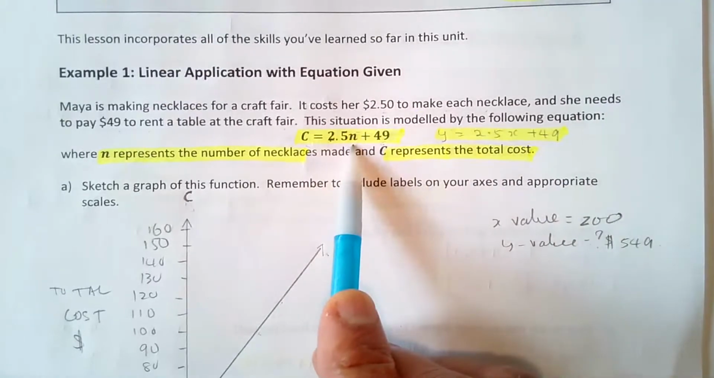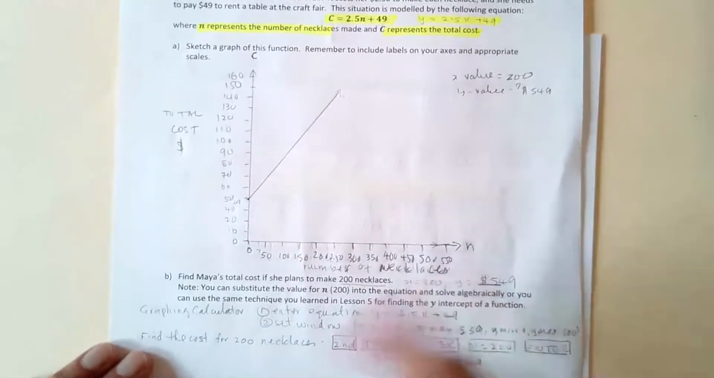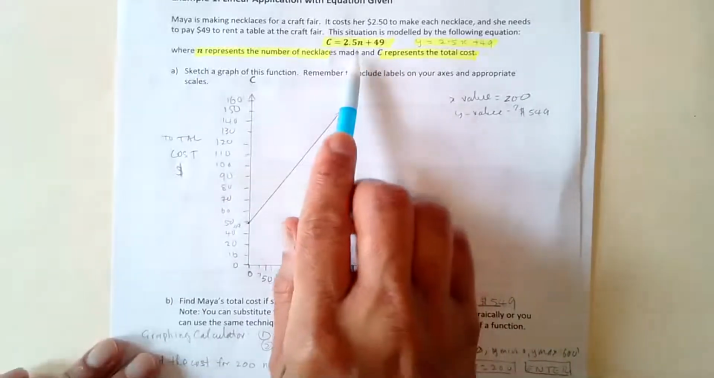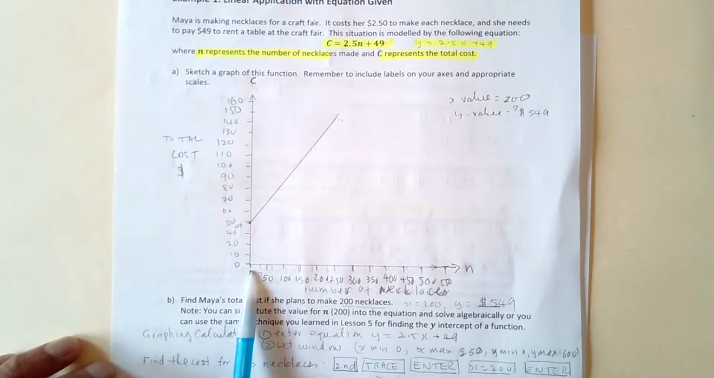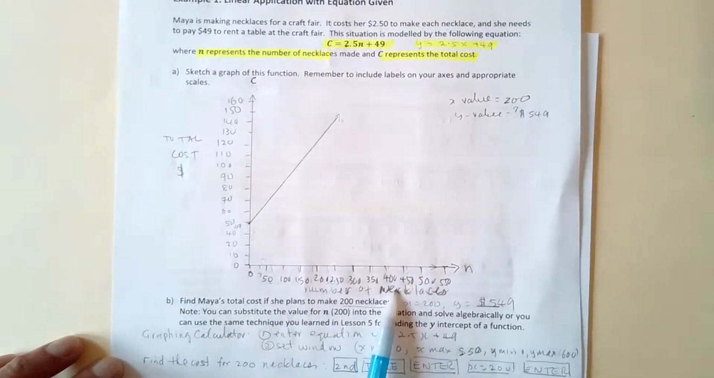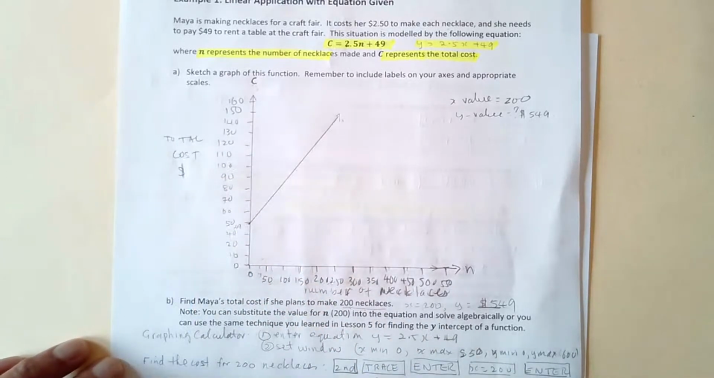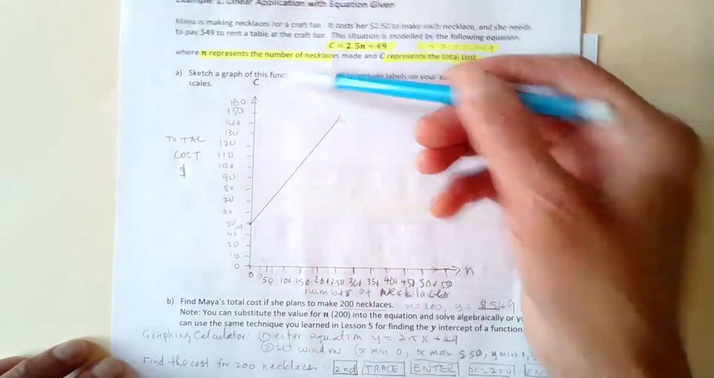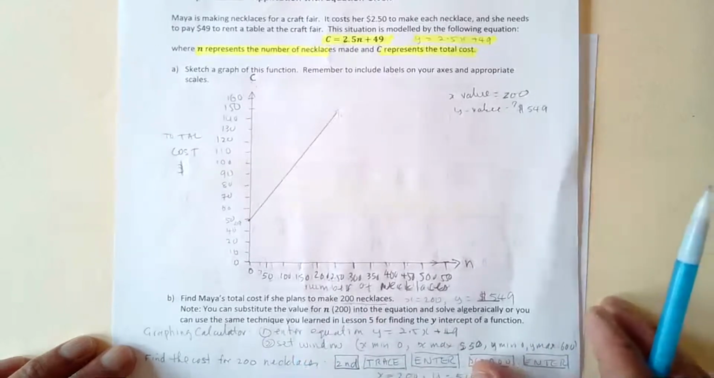The equation is given, and you're asked to sketch the graph, and you use either your graphing calculator or Desmos. Any graphing technology will suffice. Once you enter the equation into your calculator, you'll have a graph. But before that, we sketch a graph indicating the x-axis, or the independent variable, and then the dependent variable, which is your y-axis. In this case, cost is your dependent variable, and the number of necklaces would be your independent variable.